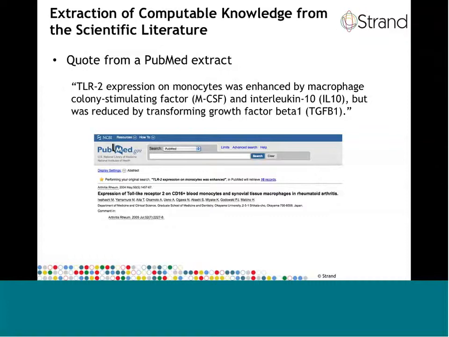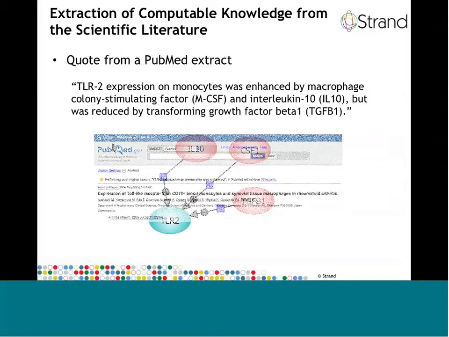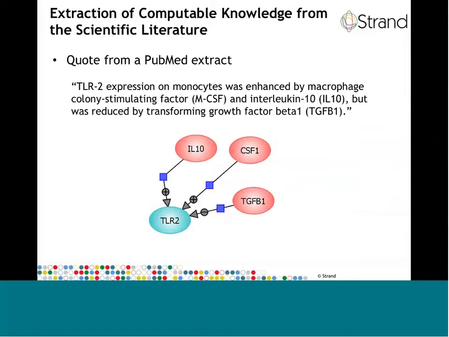such as "TLR-2 expression on monocytes was enhanced by macrophage colony stimulating factor MCSF and interleukin 10, but was reduced by transforming growth factor beta 1" into this, a graphical representation of the same information. Here the word expression is interpreted as a sort of regulation indicated by the blue box between IL-10 and TLR2. Enhanced is represented with the plus sign, and it also knows about the different spelling of the genes and proteins, so that it can correctly identify MCSF as the same protein as CSF1.